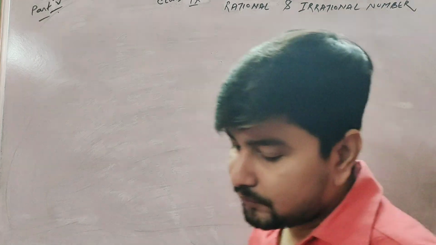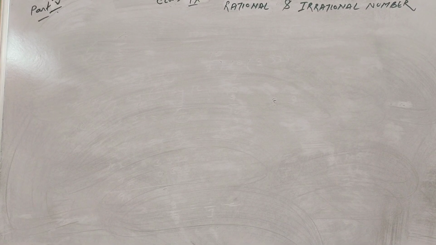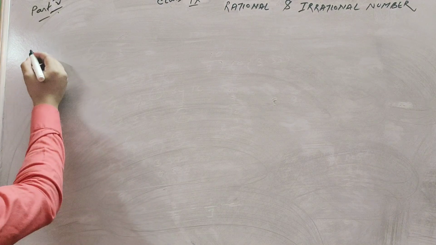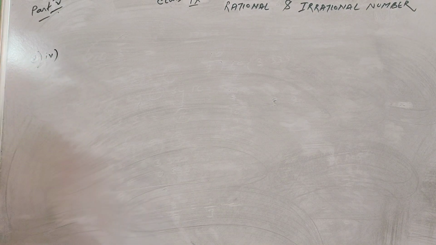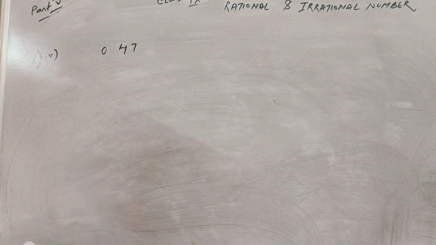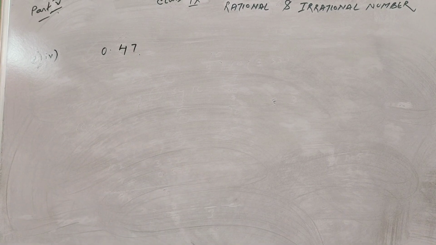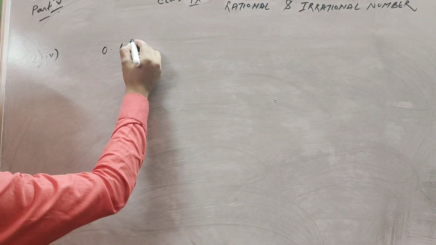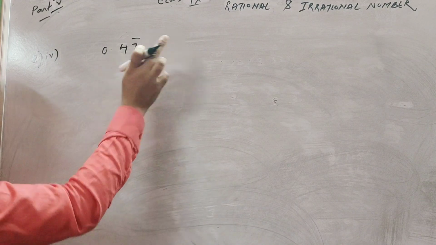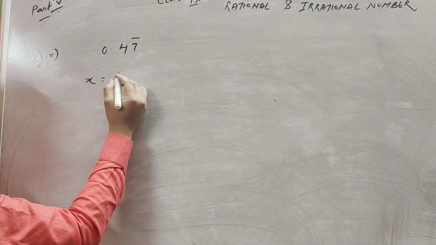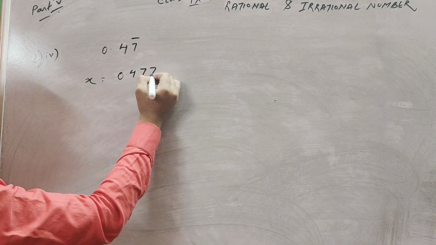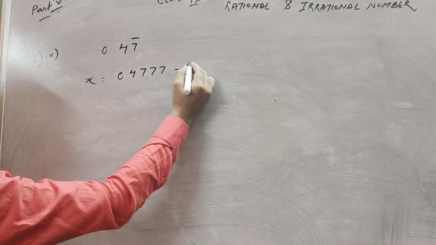This is your part 5 video from the rational and irrational, and today we start from question number 8, subpart 4. Our question is 0.47 with the repetition bar. This question is totally different from question number 1, that is 8.1, because you see the repetition sign only on 7. So we write x equals 0.4 with the repetition sign only on 7, that means 0.4777. Clear? This is your equation 1.